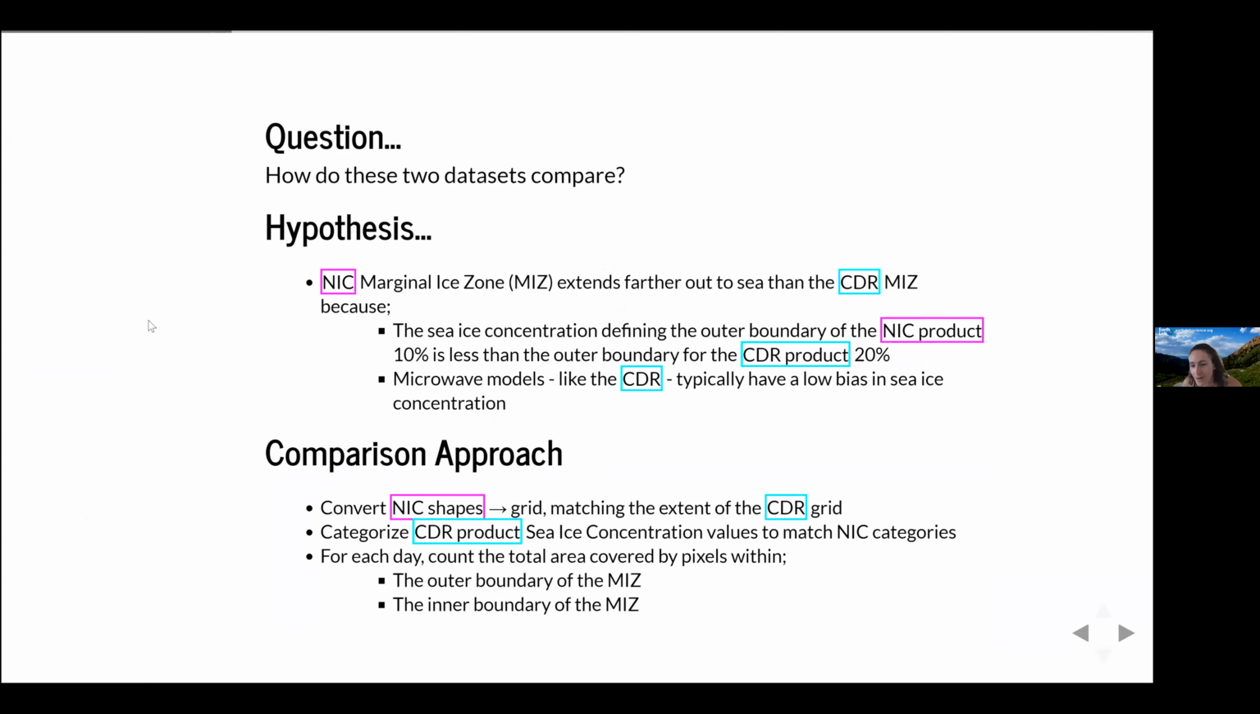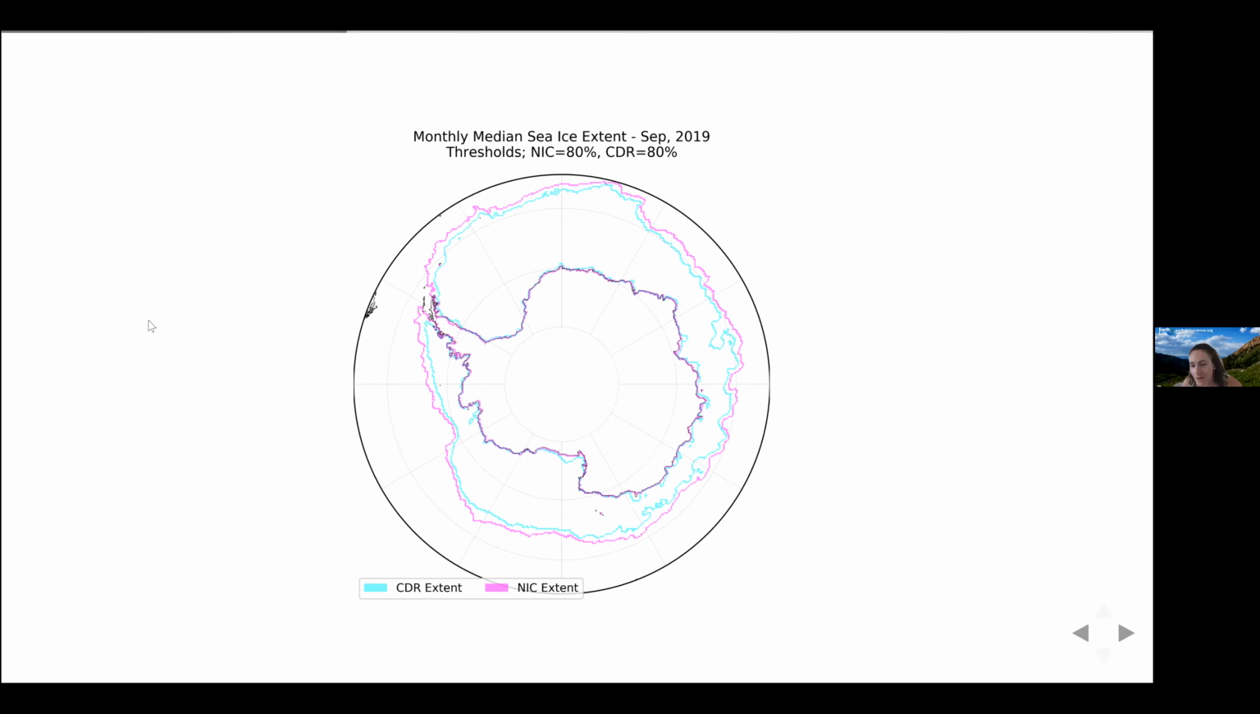In my approach to analyzing this data, after pre-processing, I found the difference in total area of ice within the outer perimeter of the marginal ice zone, as well as the difference in total area of ice within the inner perimeter of the marginal ice zone, and plotted the resulting data. In order to better visualize the differences in these two products, I've created plots that represent the inner boundary of the MIZ for each month of the year.